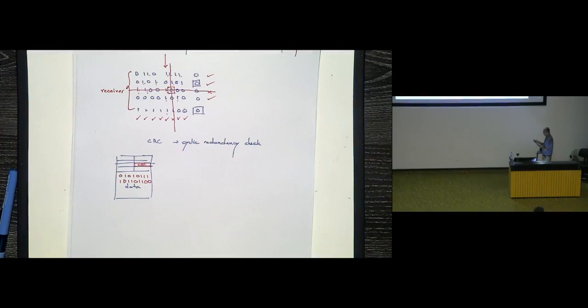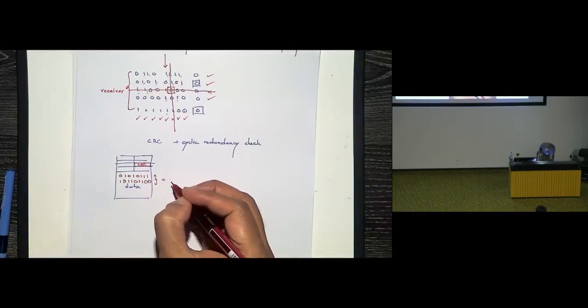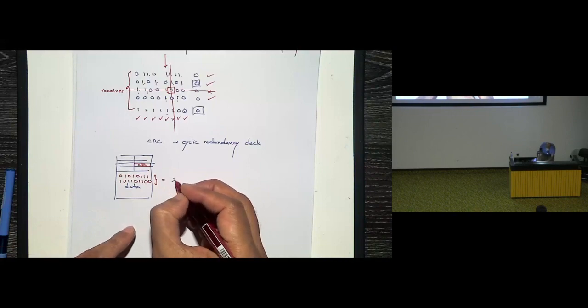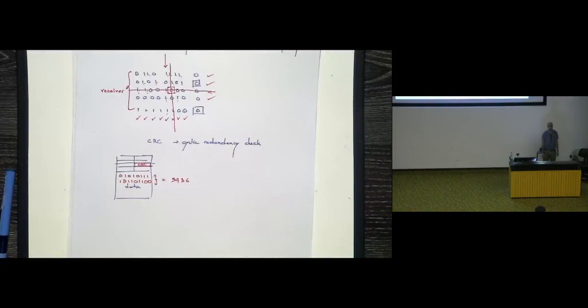If I don't get it, I'll just make up a number for it. I can't get it, but it's okay. So let's say this is equal to something, 9,436 maybe. So let's say that's my data.